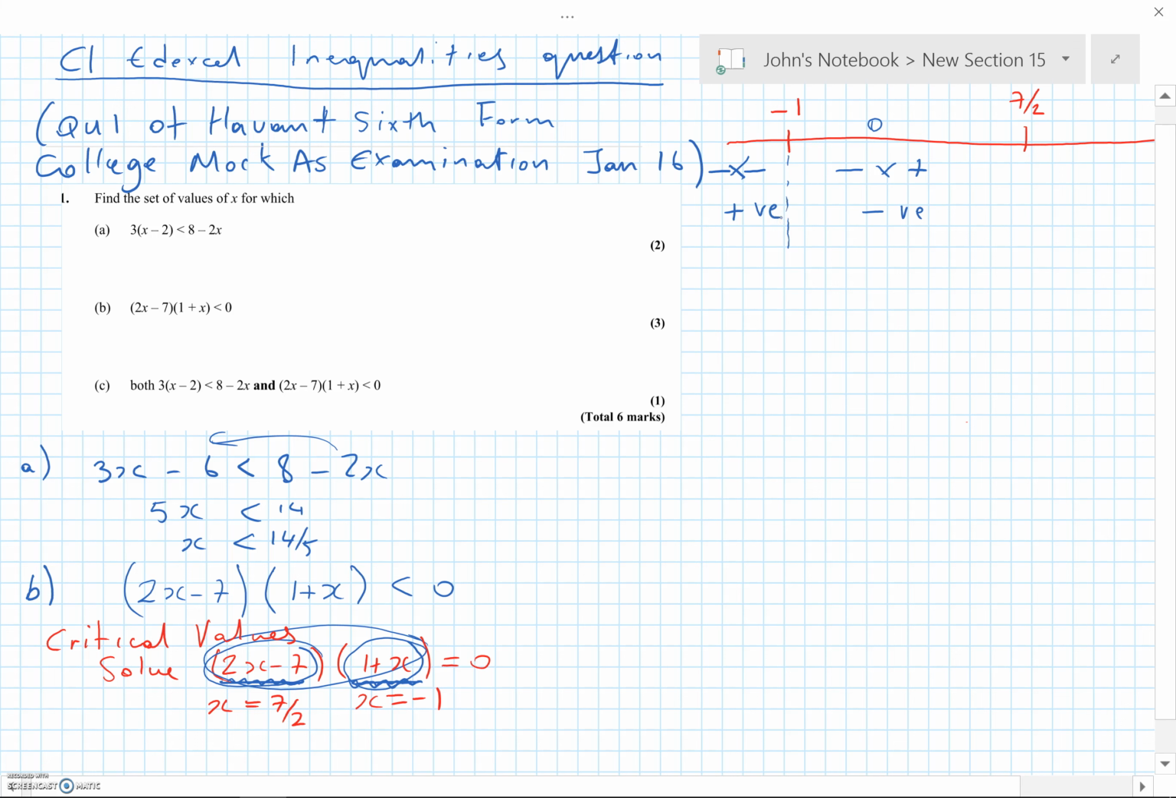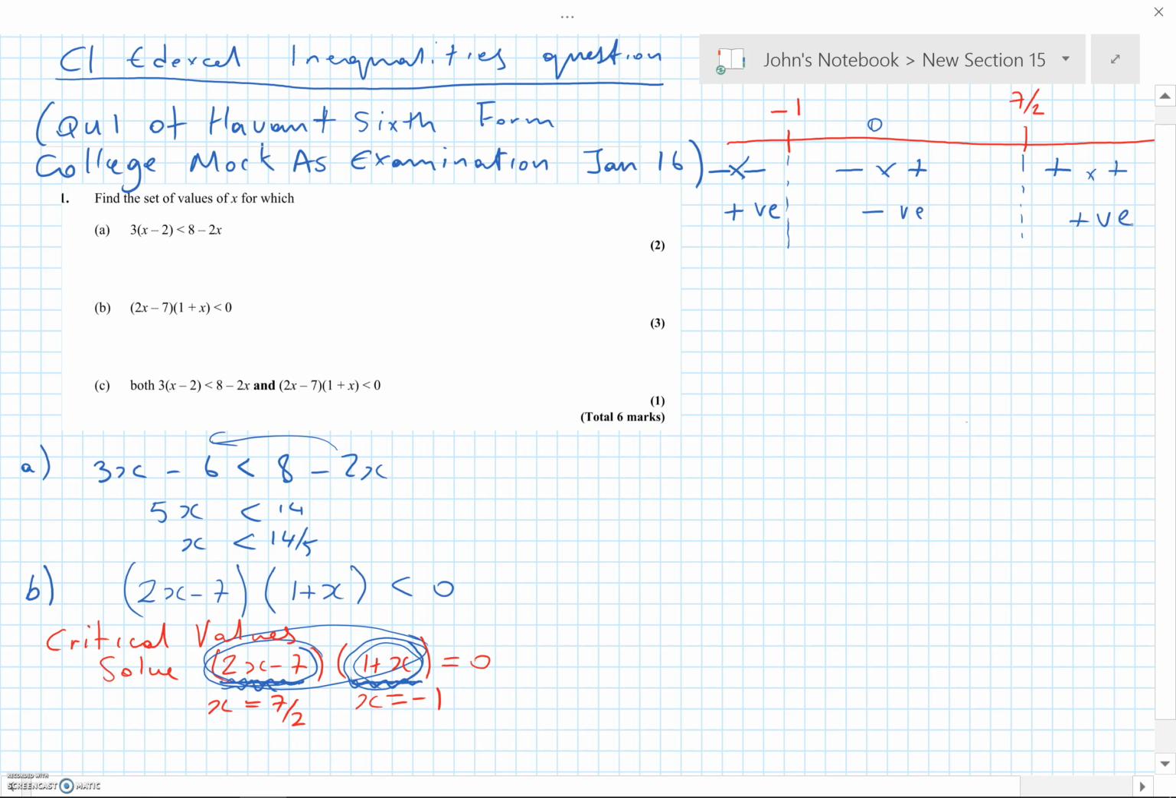Okay, and then if x is greater than 7 over 2, just make a value which is greater than 7 over 2. It can be anything, it could be 10 if you want. So 10, 2 times 10 is 20, take away 7, which is 13, that's positive. And do 10 for this one, that's 11, which again is certainly positive. You times in two positives, so we're getting it positive.